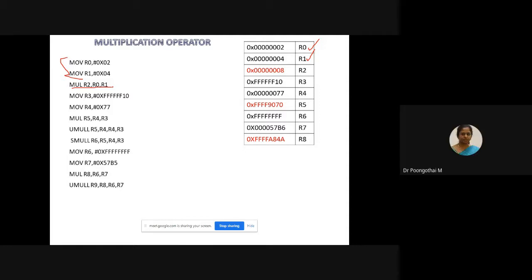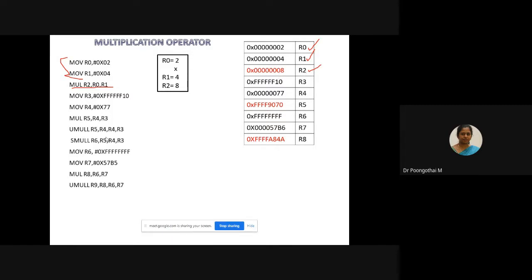Suppose you want to multiply large numbers, then we will have the long multiply instruction. The basic multiplication instruction discards the upper 32 bits of the product and gives you the bottom 32 bits as the result. So I have taken simple data, that is 02 and 04. After multiplication, your R2 will hold this value. It will just perform a simple multiply operation: 2 into 4, you will get this number and that will be held by R2.